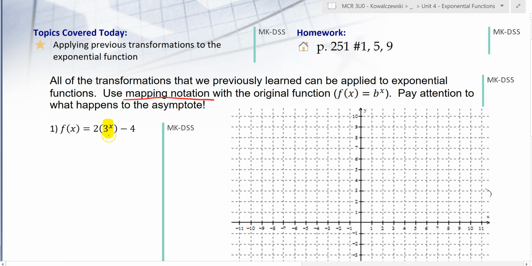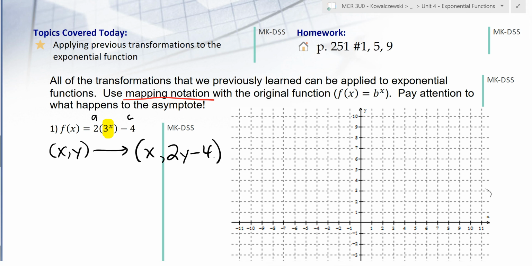Now, 2 is multiplying the function. If you remember, this was the same thing as our a value. Our a value is 2. Now, we're subtracting 4 on the outside of the function. Okay, this is our vertical shift up or down. That is our c value. So if I were to write my mapping notation, any point x, y becomes... Now, for this one, nothing is happening to x. Nothing is happening horizontally at all. But what is happening to the y values? The y values will first be multiplied by 2 and then subtracted by 4. So this will do a vertical stretch by a factor of 2 and then shift down 4.